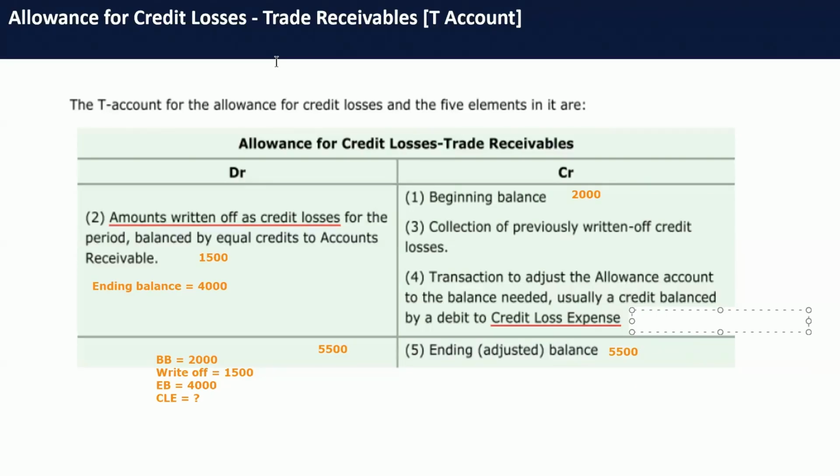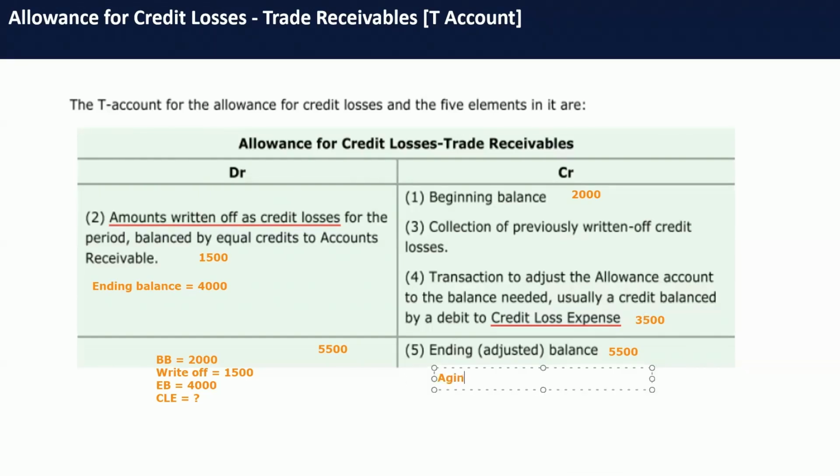Perfect. It is 3500. So that should be your credit loss expense. Okay. So it's very simple, guys. In exam, only these entries you can expect. Be clear how you have to calculate. If you master how you have to calculate this credit loss expense, you're done with allowance for credit losses account. So credit loss expense calculation you should know, and ending balance you can easily calculate it.